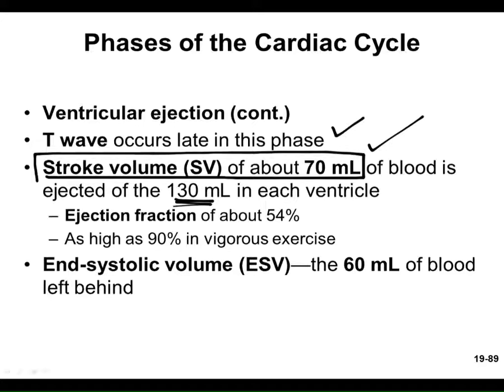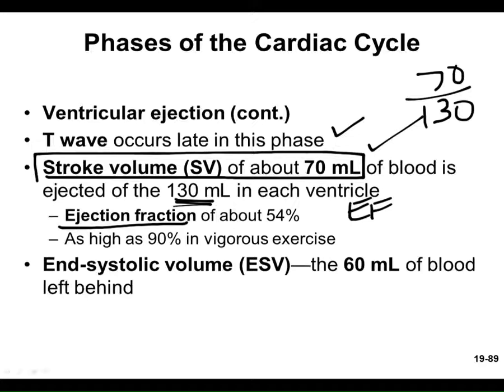And we're going to call this the ejection fraction, the EF. On a normal heart, about 54%. Where did that number come from? 70 out of 130, right? About 54% of the blood, on average, is going to be ejected when you are at rest.